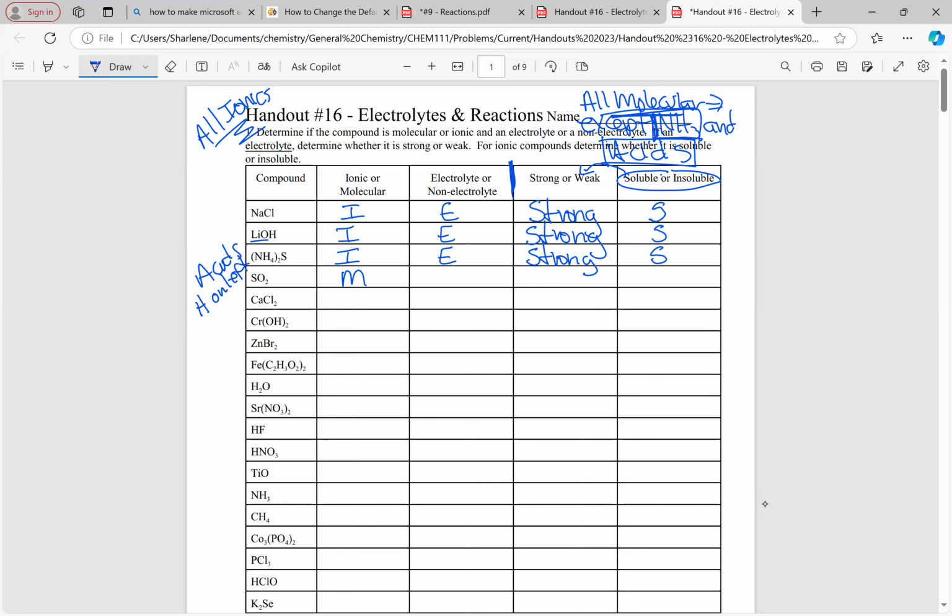And so this is just molecular, so it's non-electrolyte. And you don't answer these two columns if it's molecular. All right, next, calcium chloride.